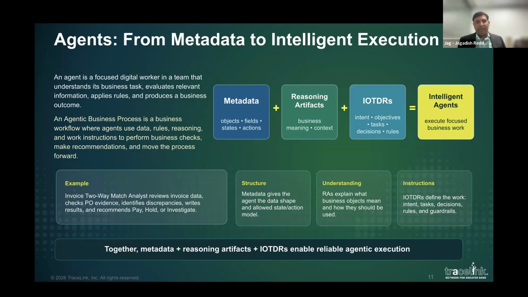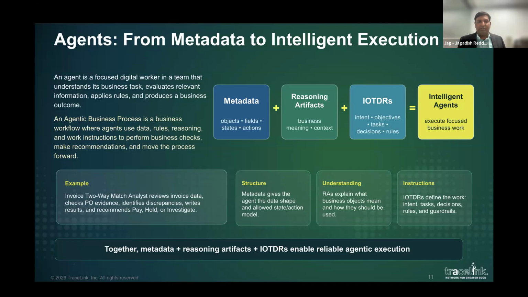And with having clean metadata, reasoning artifacts, and IOTDRs, we are delivering very intelligent agents which are execution focused on business work, not just trying to go find some random answer, but to help your business. These are like your co-workers or assistants of your business users who are coming and helping them to be more productive. So what an agent is, is a focused digital worker in a team that understands its business tasks, evaluates relevant information, applies rules, and produces a business outcome.